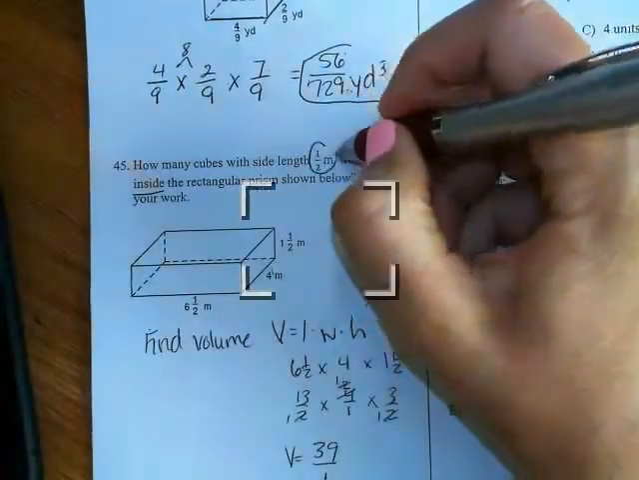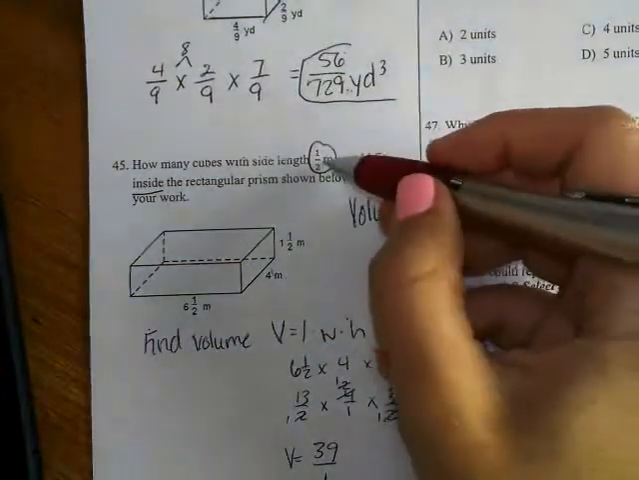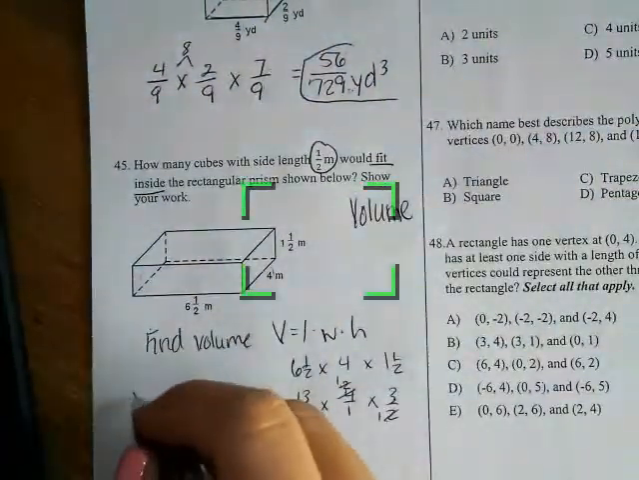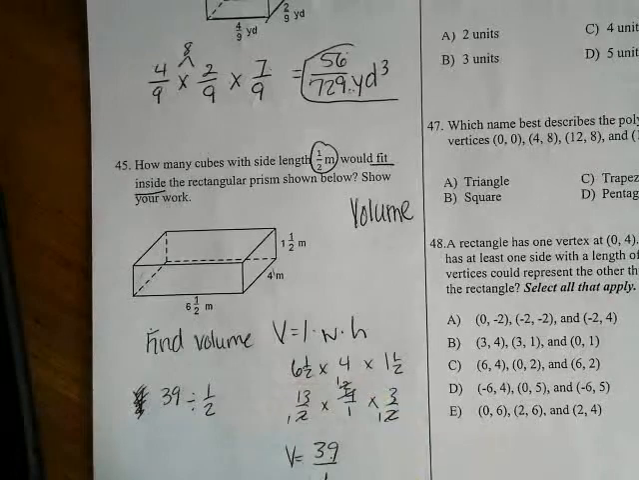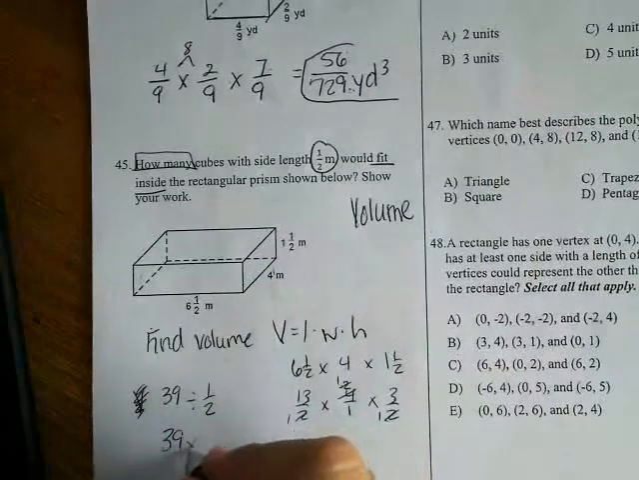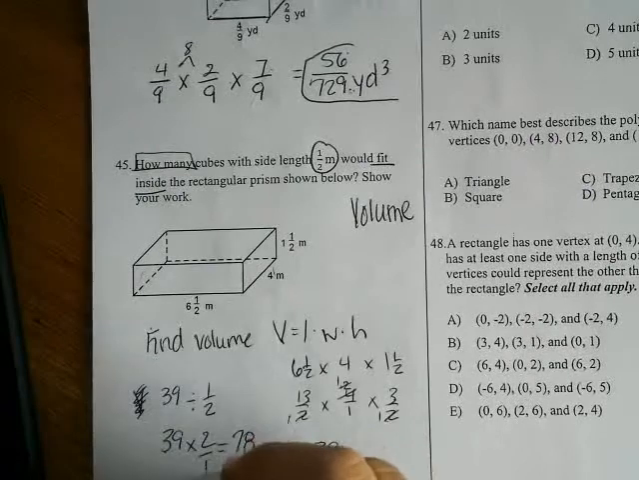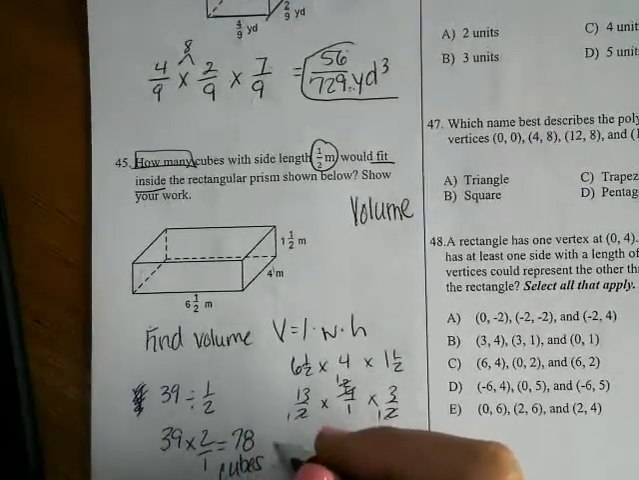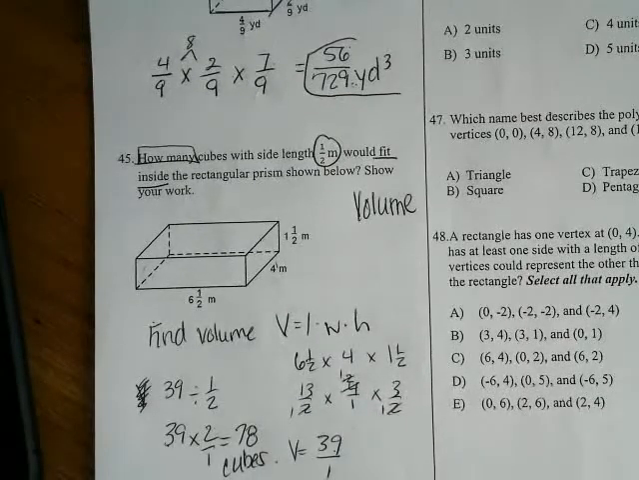Now you need to figure out, well, each cube is 1/2 meter long. So how many of these can go into 39? So you have 39 divided by 1/2. How many cubes? Not the lengths. 39 times 2 over 1 is equal to 78 cubes. Let me double check. Find the dimensions of the prism in terms of the number of cubes with side lengths.